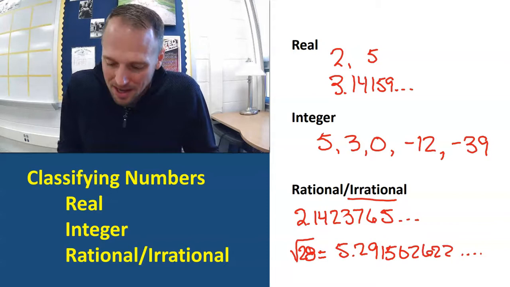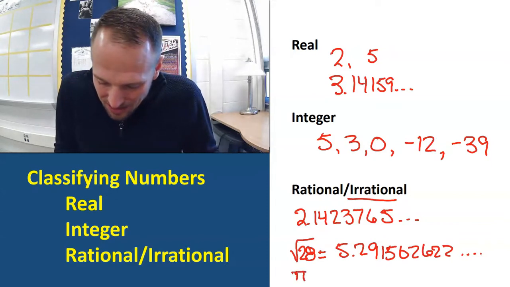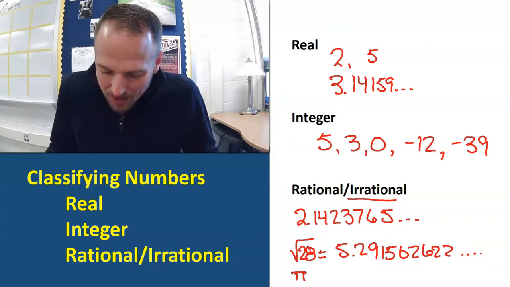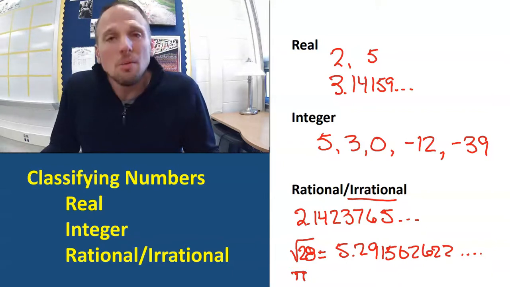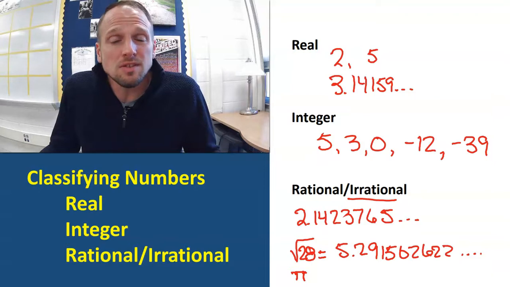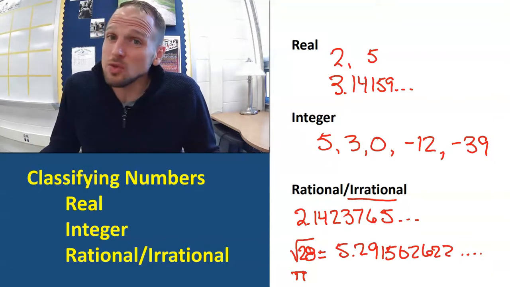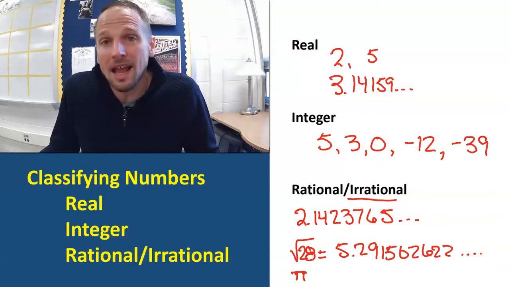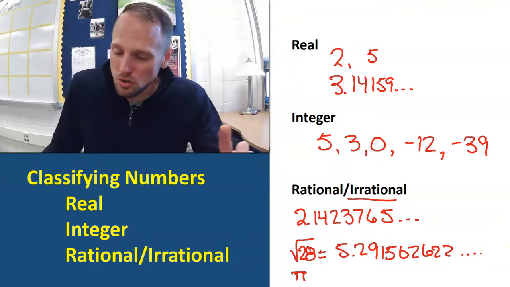Another tricky way that it can hide is like this, pi. I know that's kind of sloppy down there, but that's the pi symbol. So an irrational number is a decimal that doesn't stop and doesn't repeat, and it can hide in a couple ways. It can hide as a square root, and it can also hide as pi. All right, but just make sure you know.